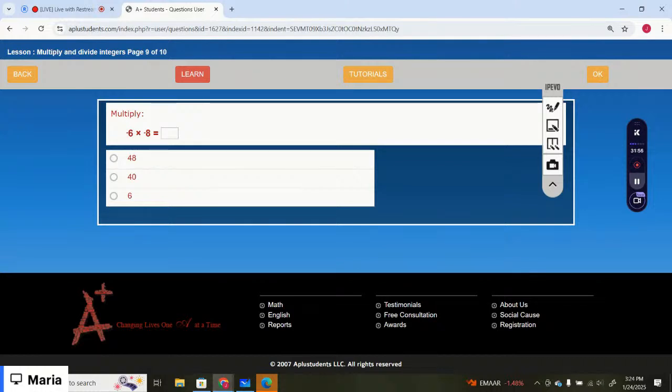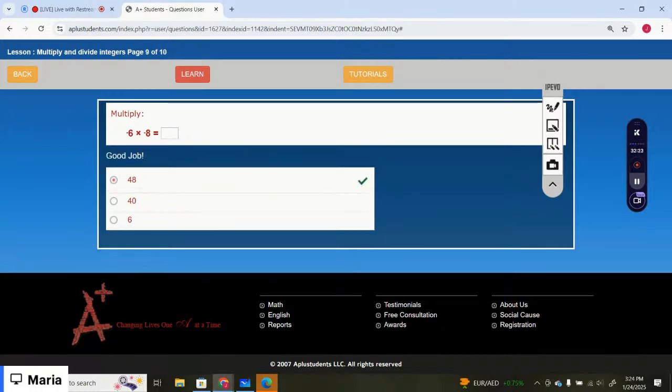Negative 6 times negative 8, which is the correct option? Very good. 48 it is. Option number 1 is the correct option.